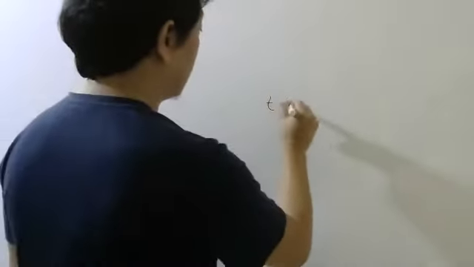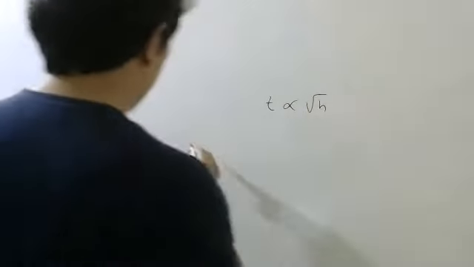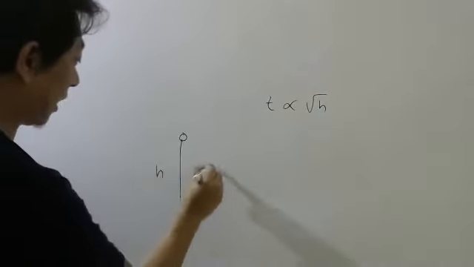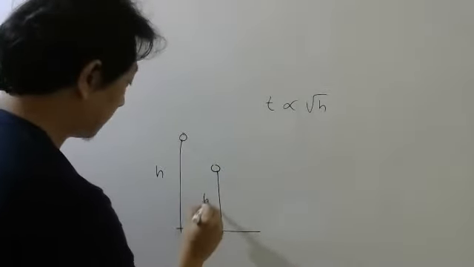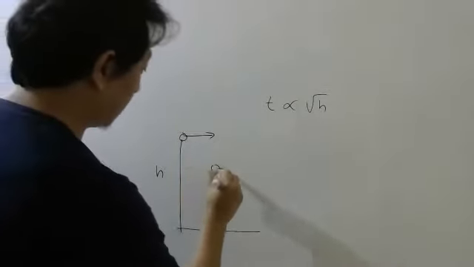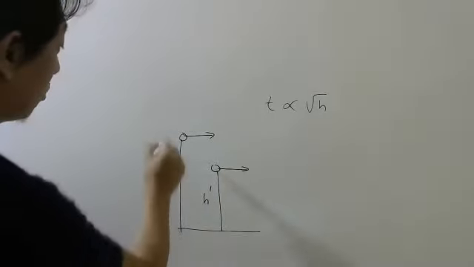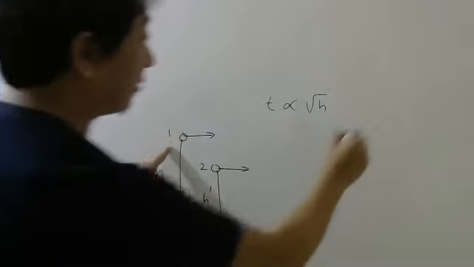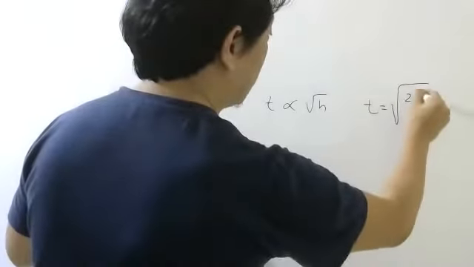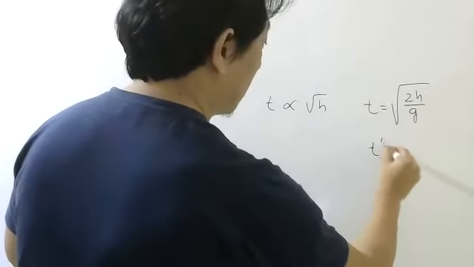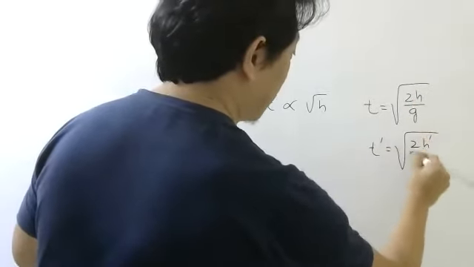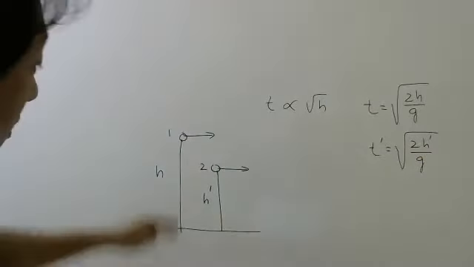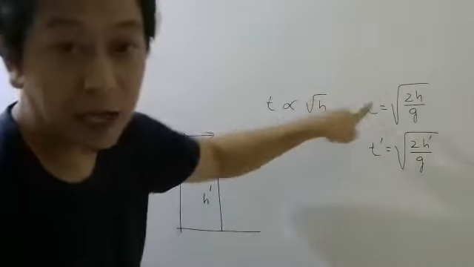No, if you change the height, Shanmukh, then time is proportional to root of height. Proportional to root h, I told. So if this height is more than this height, you may throw both of them horizontally. Okay, number 1, number 2. Now which one will take more time? The first one will take more time, because time taken for the first one will be root over 2h by g. For the second one, it will be root over 2h dash by g. Right? So since for the first one the height is more, time taken will be more.